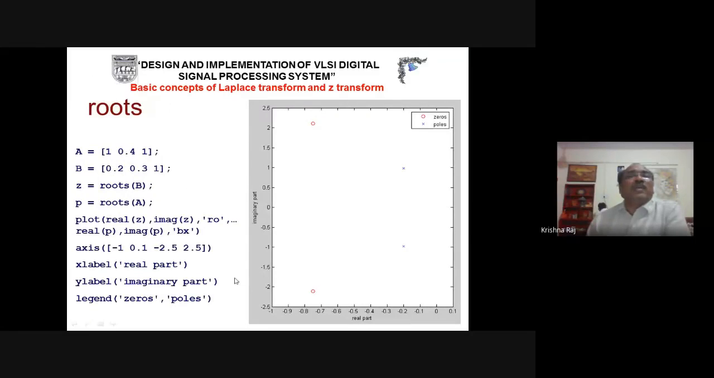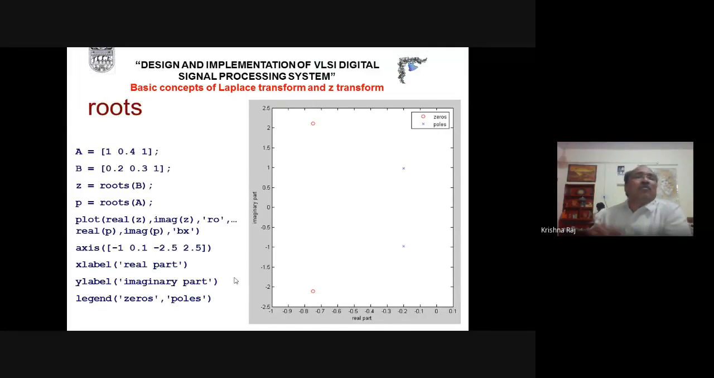Now suppose we are interested in getting the roots, that is, the poles and zeros. In the numerator we will get the roots as zeros. If we are calculating the roots of the numerator, naturally those will become the zeros, and if we are calculating the roots of the denominator, those will become the poles.